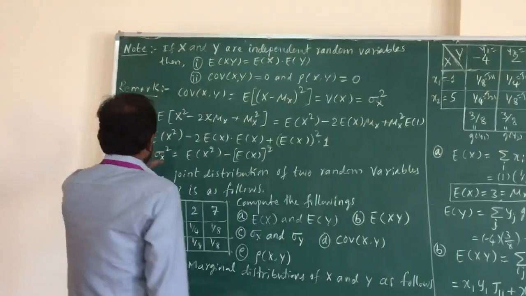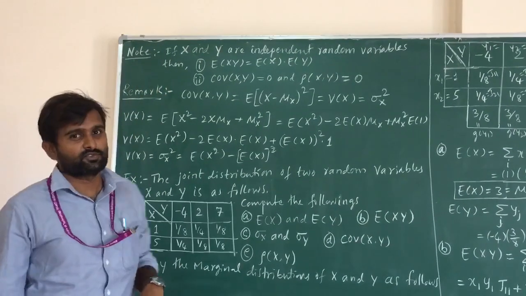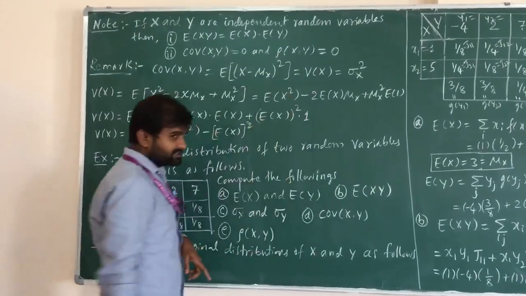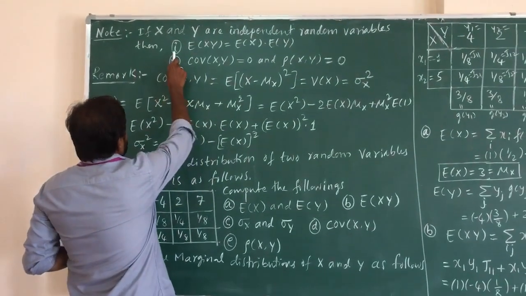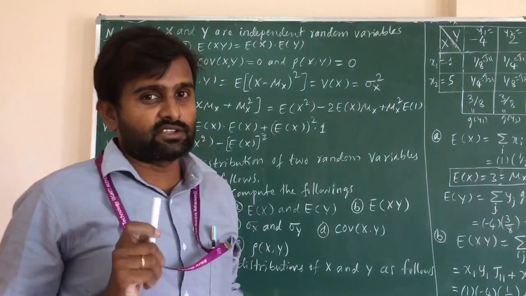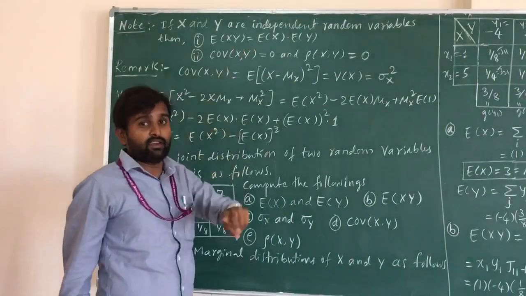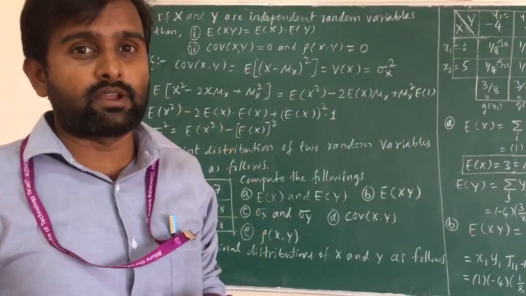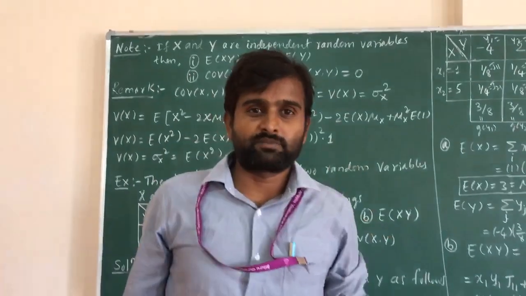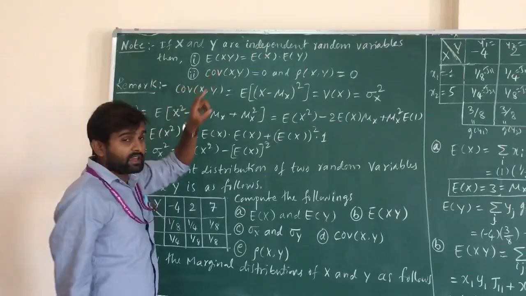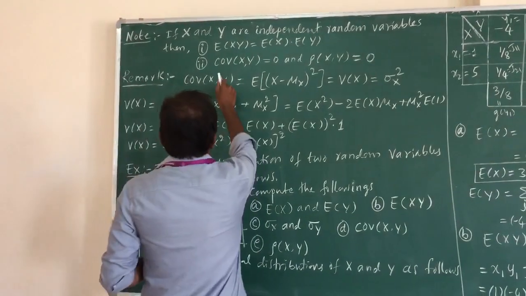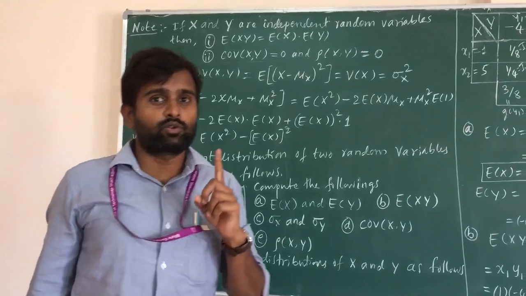Before going to some examples, we have some notes. If x and y are independent random variables, then the first condition is that the expectation of xy is equal to the expectation of x into the expectation of y. Similarly, for independent random variables, the covariance of x comma y is equal to 0.